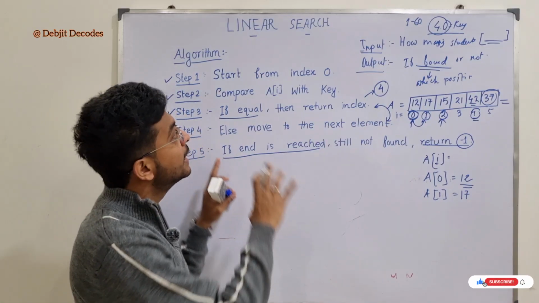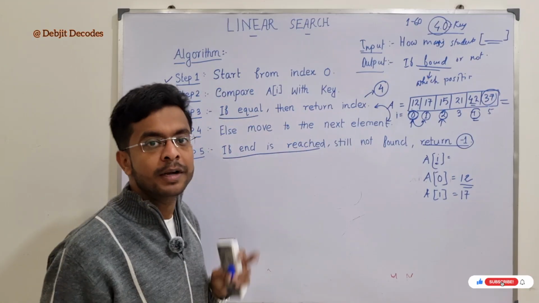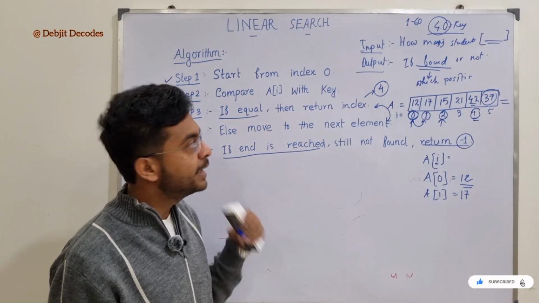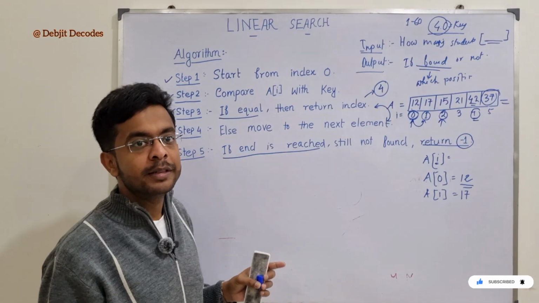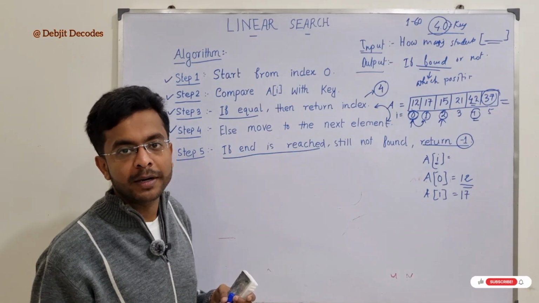Okay, so this is the whole procedure of linear search. We will now see it in code. We will be writing down the code and telling you how we should go about the code part as well. Okay.